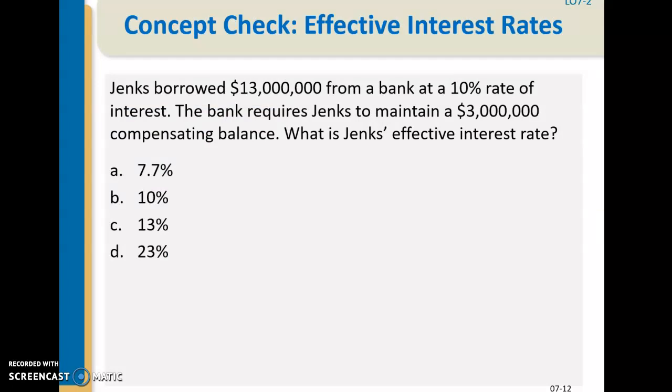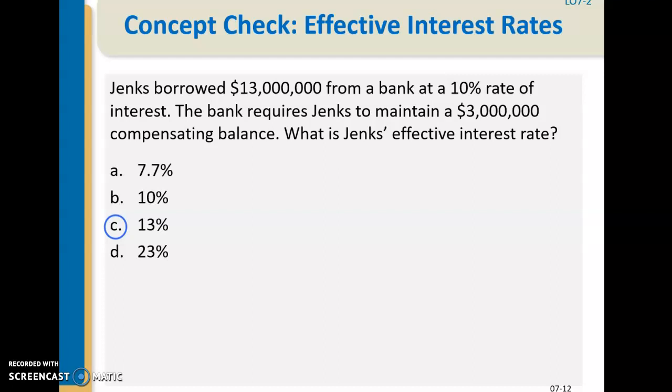Here's another question for you. Please pause your video to consider the answer to the following question. Then once you choose your answer, start the video again to see if you got your answer correct. Jenks borrowed $13 million from a bank at a 10% rate of interest. The bank requires Jenks to maintain a $3 million compensating balance. What is Jenks' effective interest rate? Do the math. Did you get 13%?